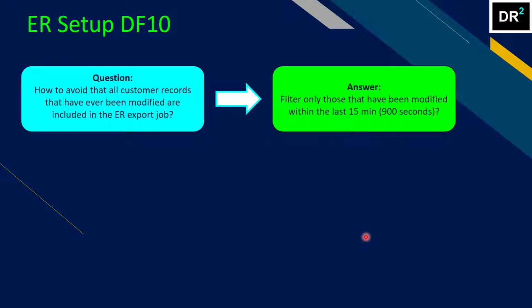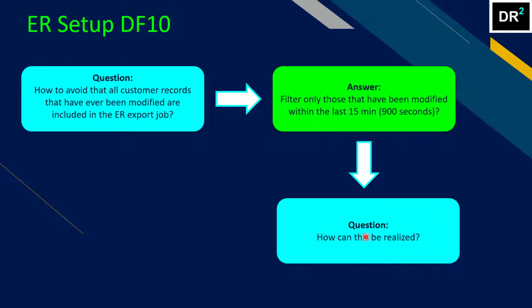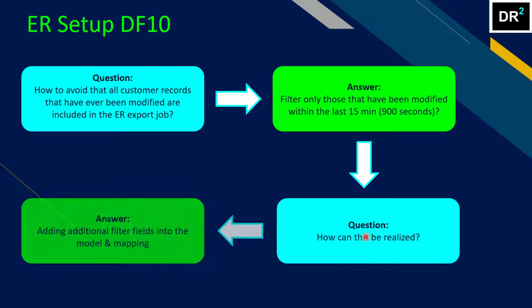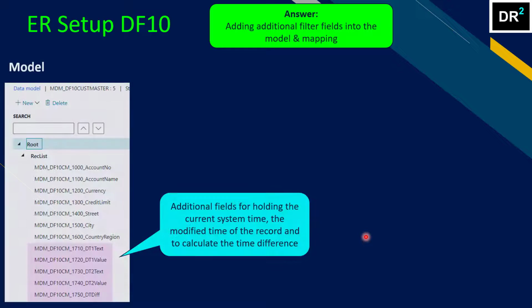Why 15 minutes? Well, I said, okay, an export takes 5 minutes. And then to be 100% sure that a modified record is really wrapped up there, I multiply this by 3. That's the reason why I did it this way. And then the question is, how can you realize that? And well, I put some additional fields in the electronic report. Let's have a look at that.